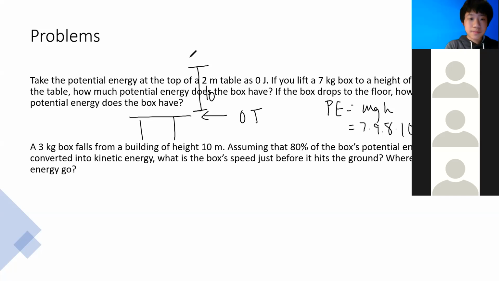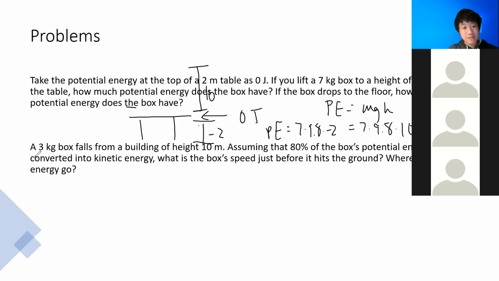Now for the other part, if the box drops to the floor, it would be -2. I'm talking about the box is under the table now, so it's going to be a distance of -2. If we plug this in again, PE equals 7 times 9.8 times -2. This would be -137.2 joules. All right, so once again, potential energy is all relative. Potential energy can in fact be negative. Okay, so that's something you should remember.